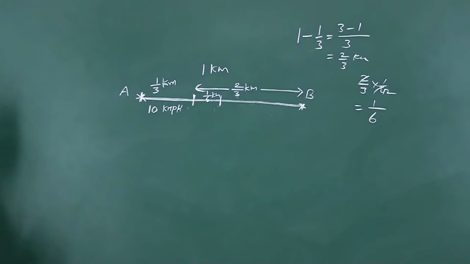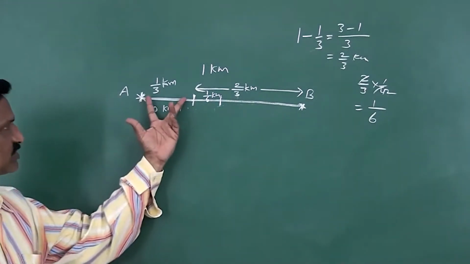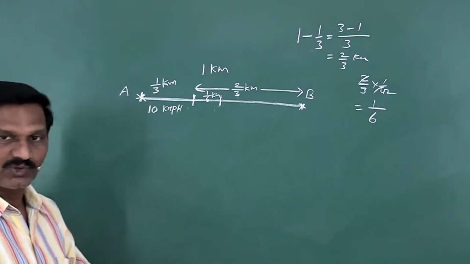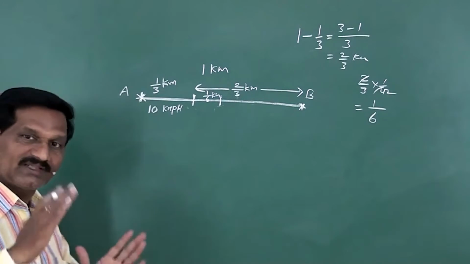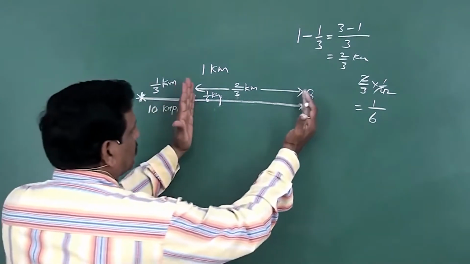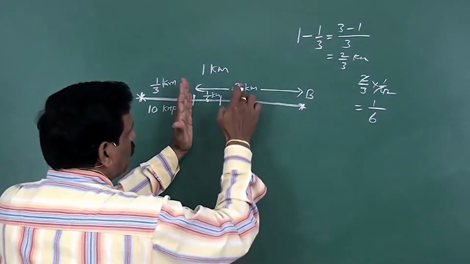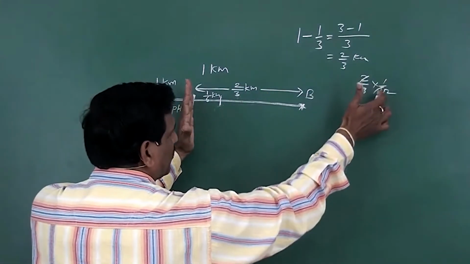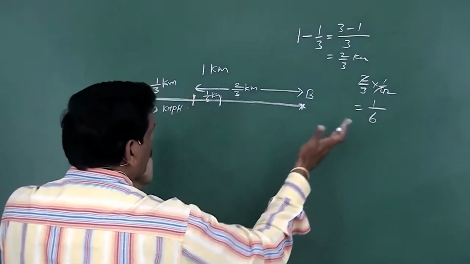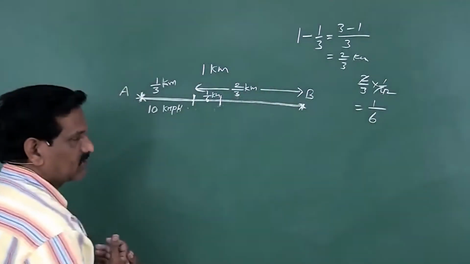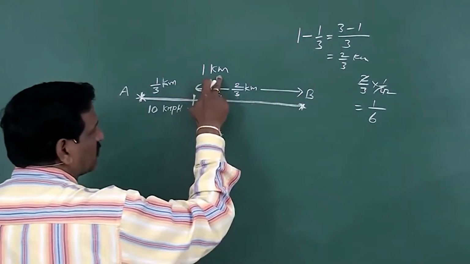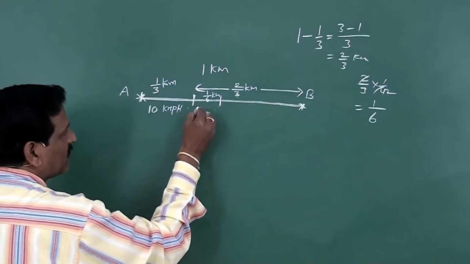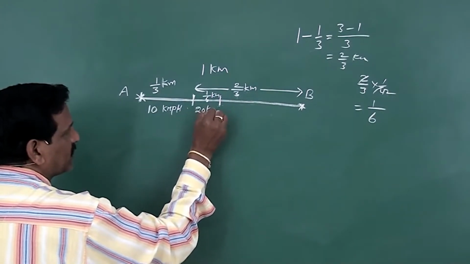1/6 kilometer. So here in the first 1/3 means this is first 1/3. Next 1/4 means 1/4 of the remaining distance. Remaining distance is 2/3 kilometer. Out of 2/3, 1/4 we have to take. That means 2/3 into 1/4, that is 1/6. So 1/6 of total distance. 1/6 of total distance means 1/6 kilometer. So this 1/6 kilometer you travelled with another speed 20 kmph.